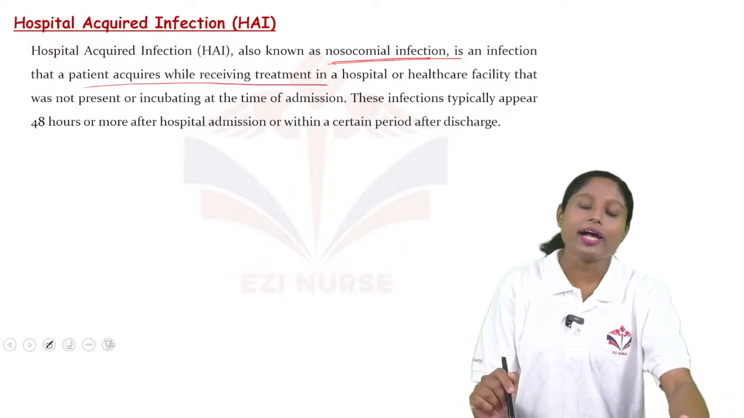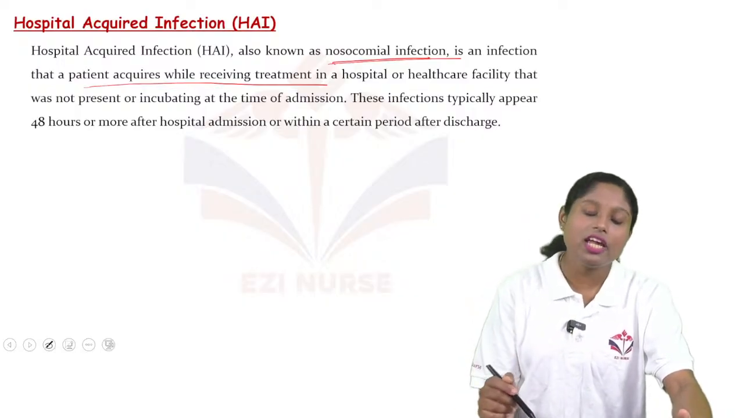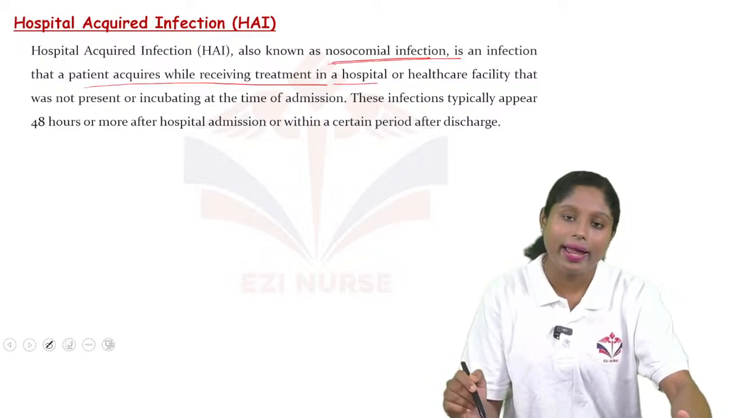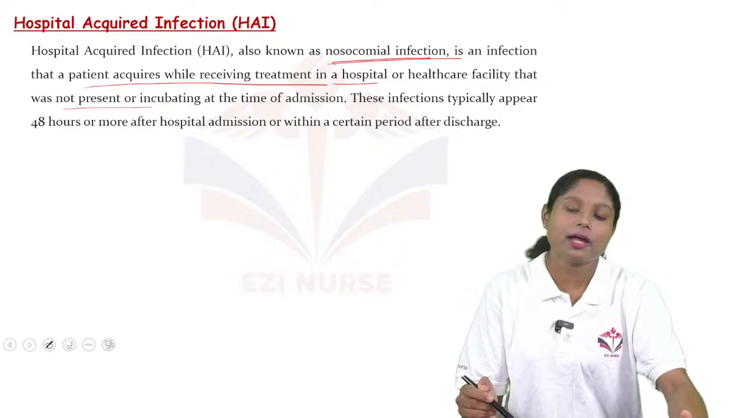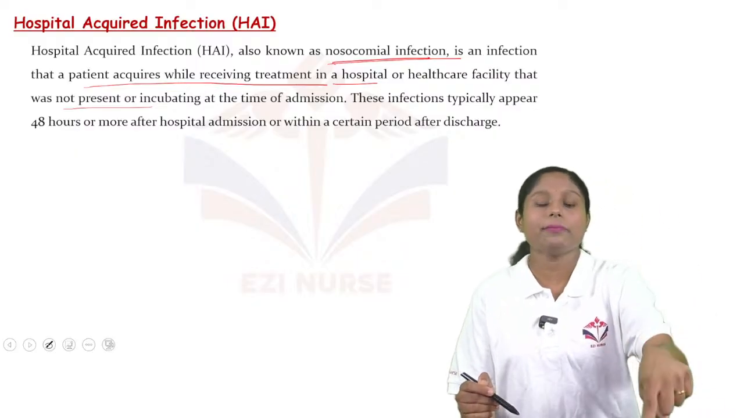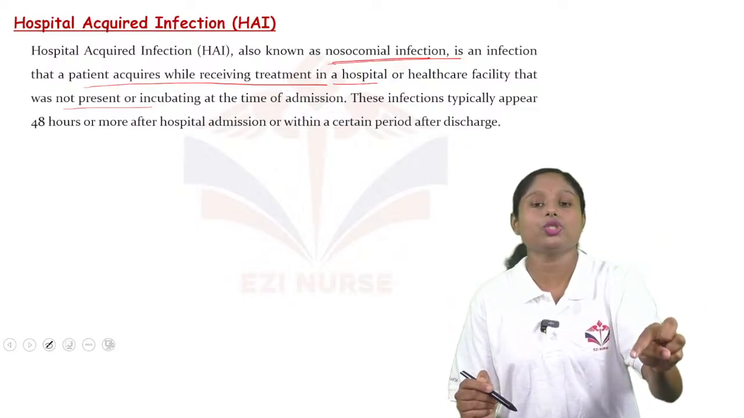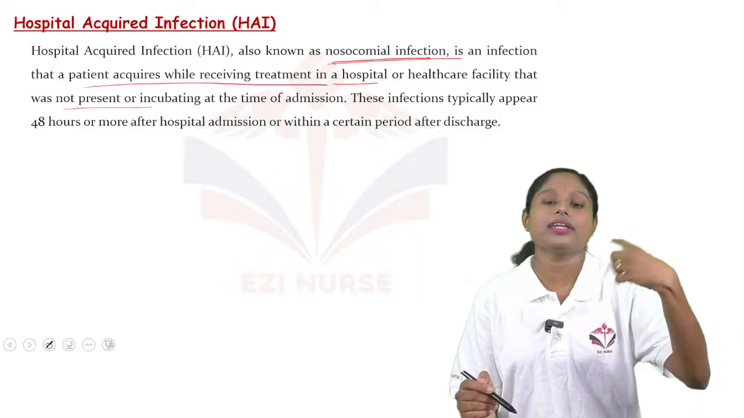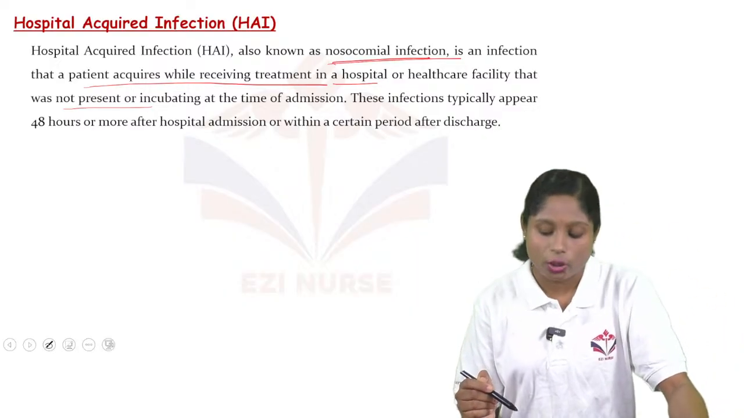Hospital acquired infection is also known as nosocomial infection. It's an infection that the patient acquires while receiving treatment in a hospital or healthcare facility that was not present or incubating at the time of admission. So at the time of admission, that patient didn't have that disease. It was after the admission to the hospital, after 48 hours, that the person has another disease's symptoms. Then it is nosocomial infection or hospital acquired infection.